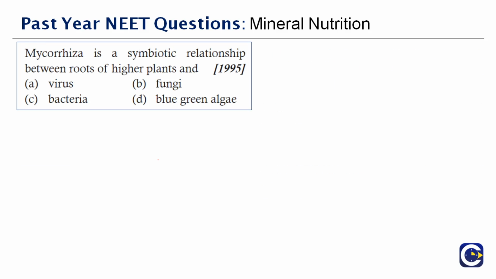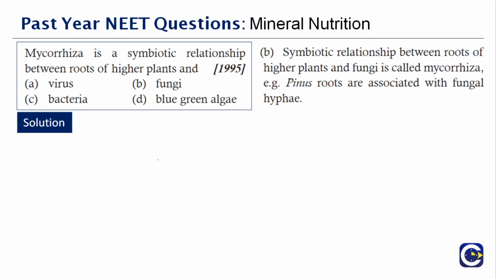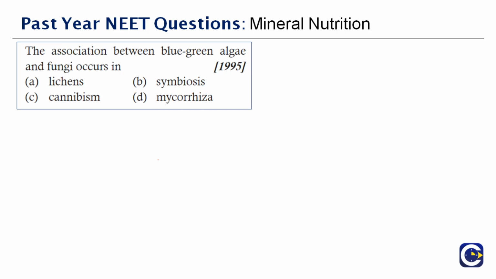Next question here. Mycorrhiza is a symbiotic relationship between roots of higher plants and dash. Very easy question. What is the answer? Fungi. We already spoke about it, right? We saw lichens, where the combination is between algae and fungi. Likewise, mycorrhiza is a relationship between roots of higher plants and fungi.